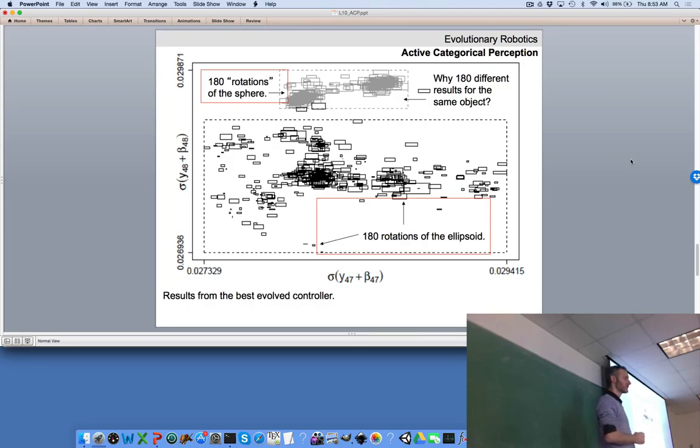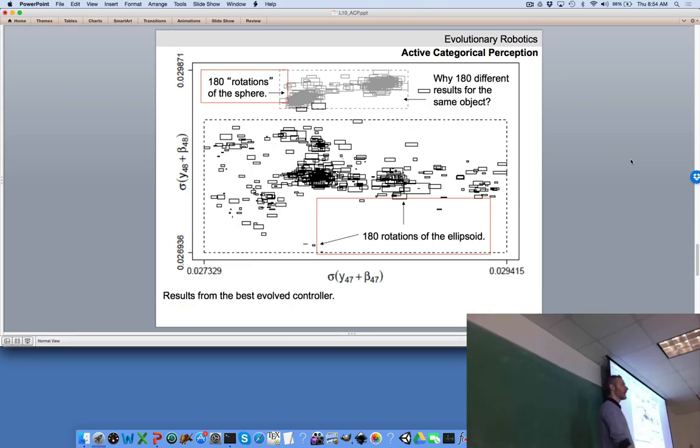The sphere one's a lot smaller. They're obviously not overlapping. That's what the fitness function selected for. Why is the sphere bounding box smaller? Remember, the fitness function said nothing about the size of these bounding boxes.